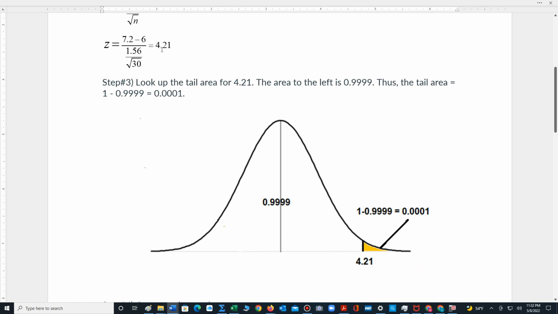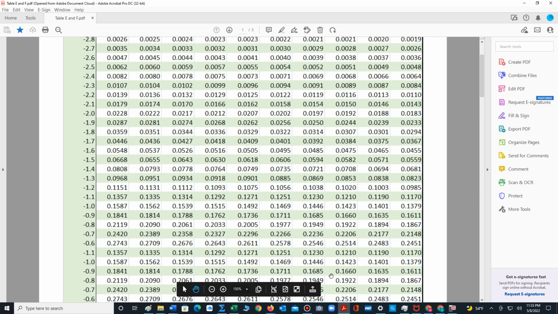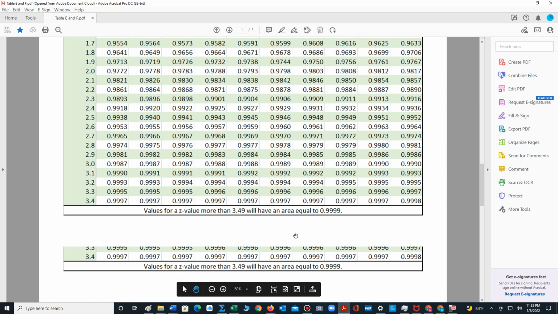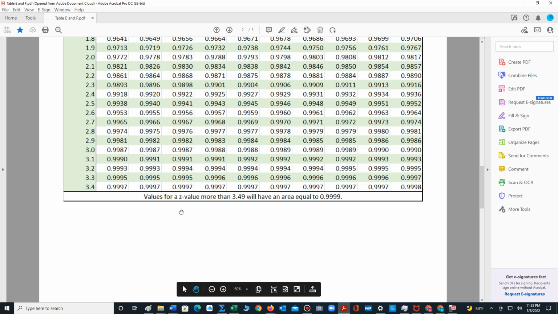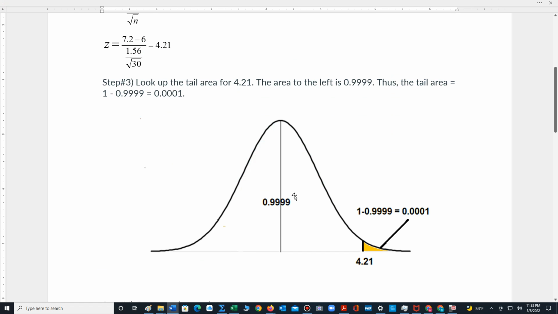Our next step is we have to look up the tail area of 4.21. So the tail area is this area here. We will use this tail area to determine the p-value. Well, if we look up 4.21 in table E, at the bottom of the table, it states that for any z-value that's greater than 3.49, the area to the left is 0.9999. Thus, the area to the left is 0.9999.